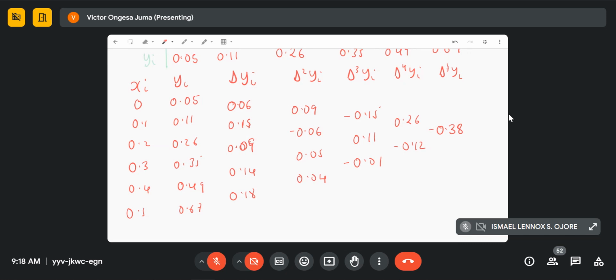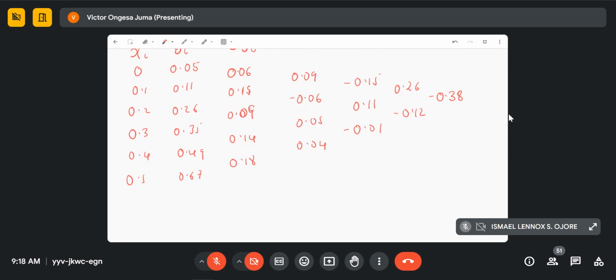Yes, they're correct. Na kwani mlikuwa mmenyamaza? Ama mlikuwa mmekunywa chai? Mnataka mengere?